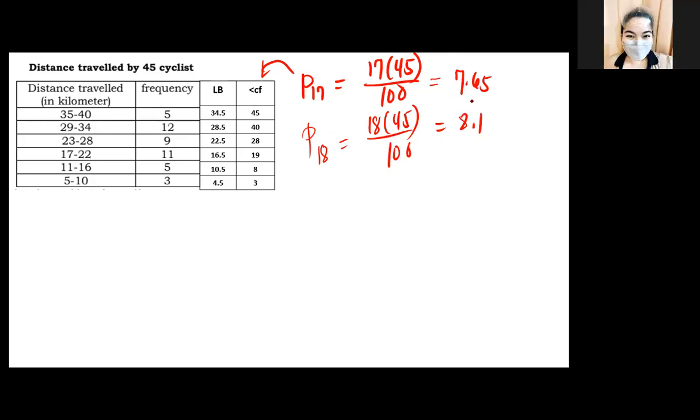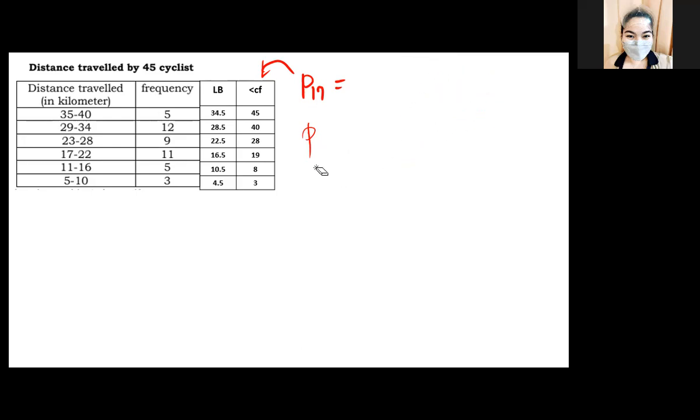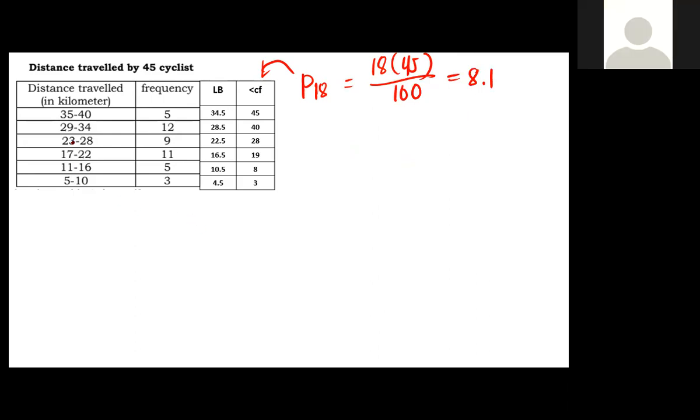So, saan siya included? Ayan, ito na lang. P sub 18 na lang. Mas gusto ko yan. Para makita nyo paano nasagutan. P sub 18 tayo. Equals 18 times 45 divided by 100. And it gives us 8.1. So, saan siya included? Sa 19. Sa 19 na siya included, correct? So, that will be our P sub 18 class.